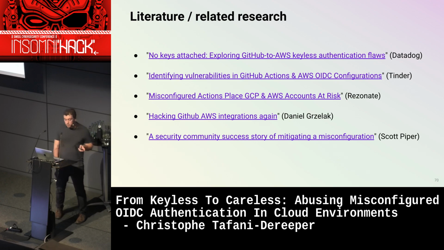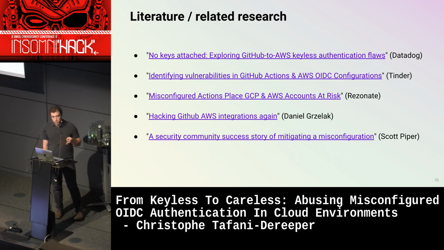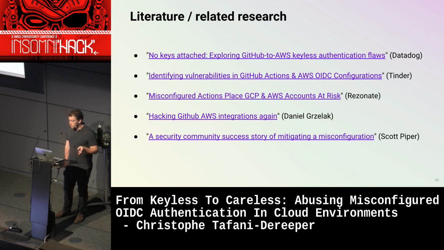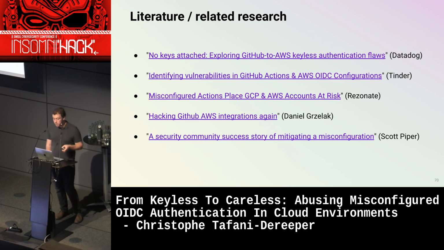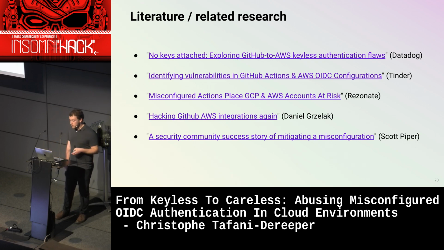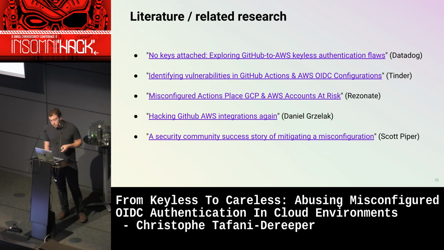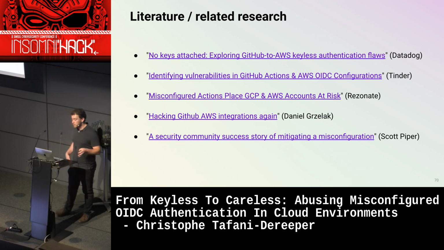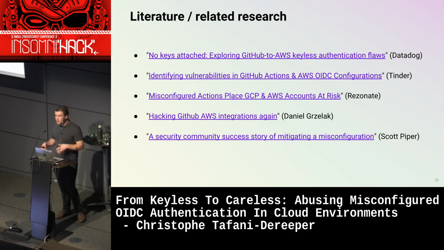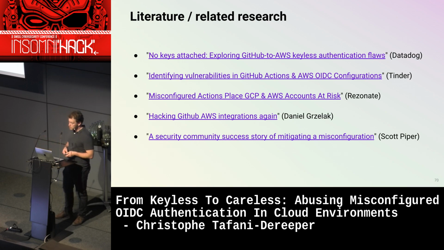I also put some literature here because there was quite a lot of research on the topic. One from Tinder, the one from Resonance was actually released the same day as ours, and they talk about GCP and AWS. And finally, the last one is from Scott Piper, and he takes this whole story and he shows how different companies and different people have, as a whole, made things a bit better in the community. So it's a great read as well.